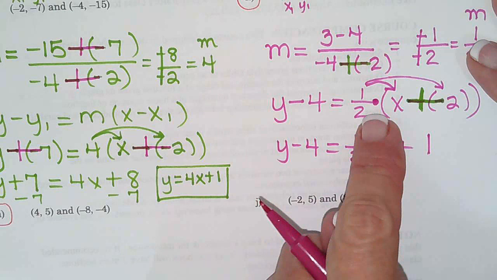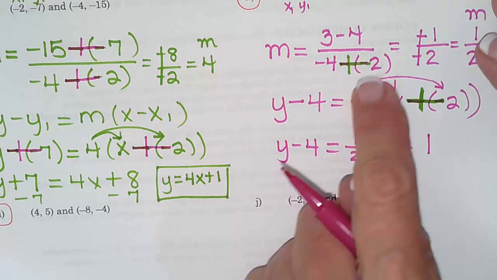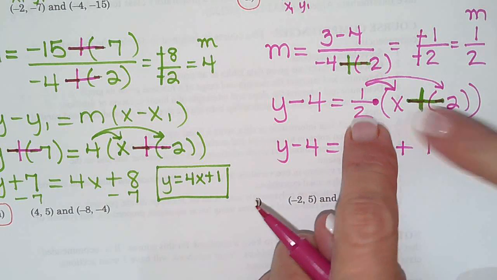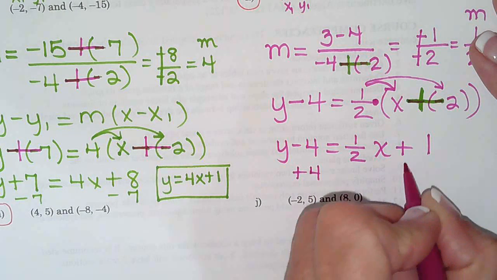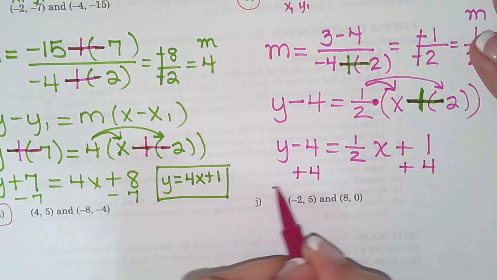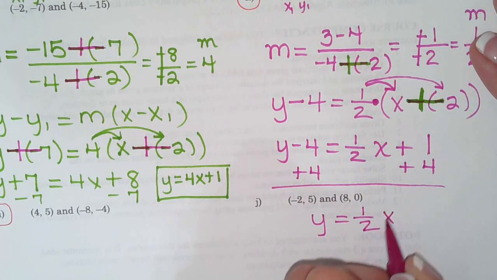So if you need to use your calculator, that's fine. But a positive times a positive, positive. So 1/2 x plus half of 2, 1. And then one little last step there. Y equals 1/2 x plus 5.